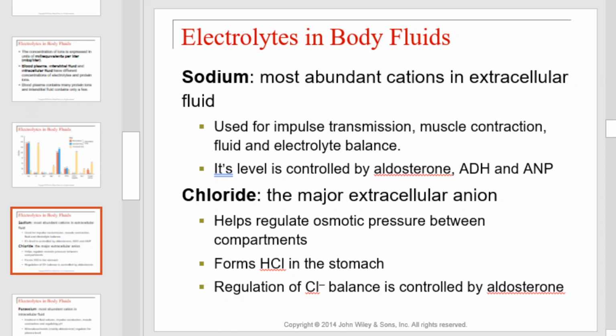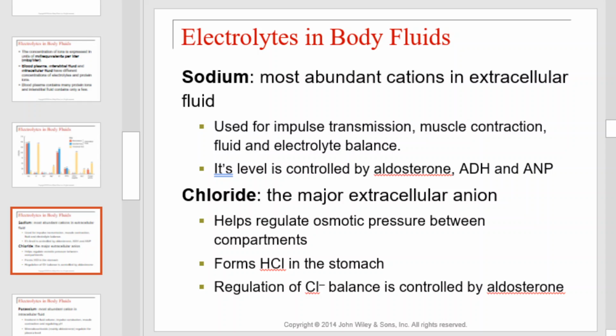Sodium is the most abundant cation in our extracellular fluid. It's used for impulse transmission, muscle contraction, fluid, and electrolyte balance. Its level is controlled by aldosterone, ADH, and ANP.